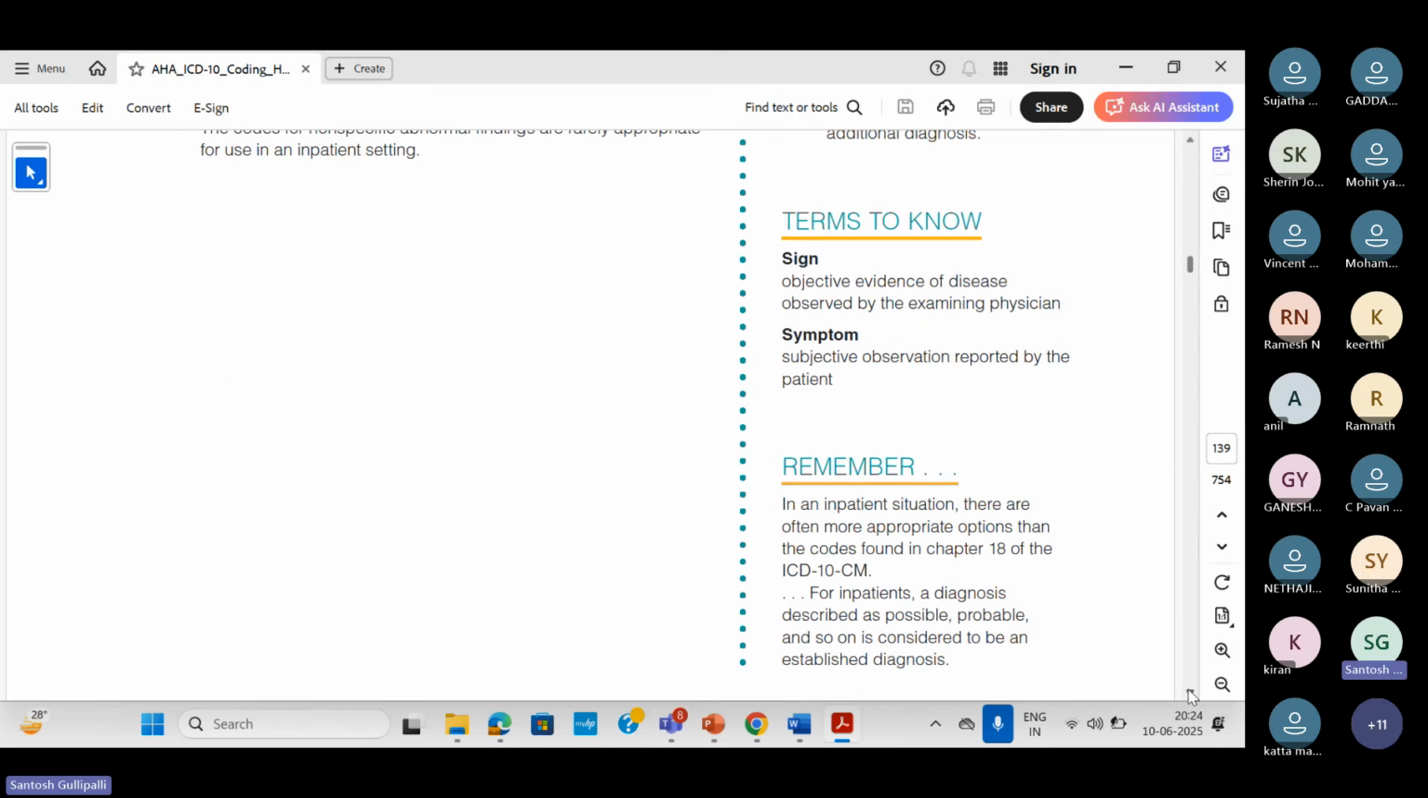First, what is a sign and what is a symptom? The sign means objective evidence of disease observed by the examining physician. That means the specific diagnosis confirmed by the physician is called a sign. The symptom means subjective observation reported by the patient.